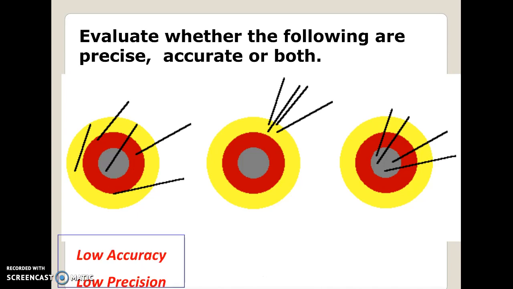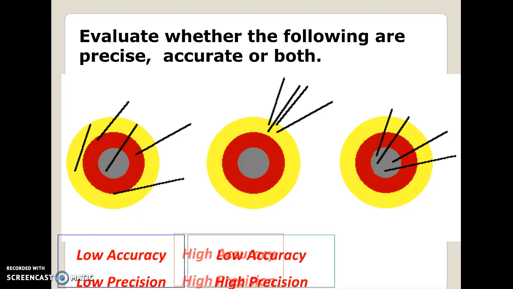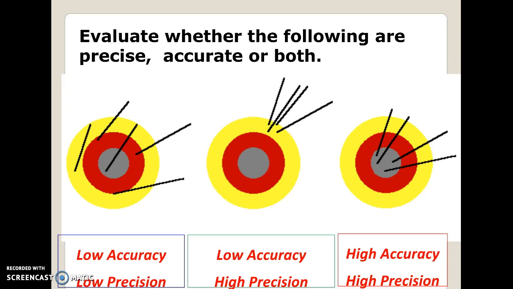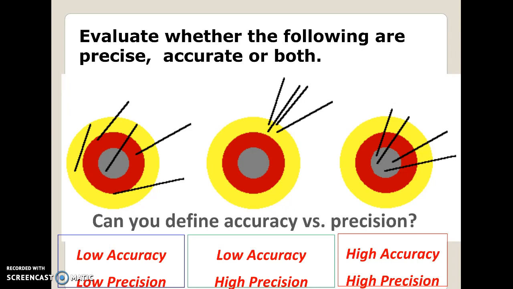Low accuracy, low precision. Low accuracy, high precision. High accuracy, high precision. Can you define accuracy versus precision?